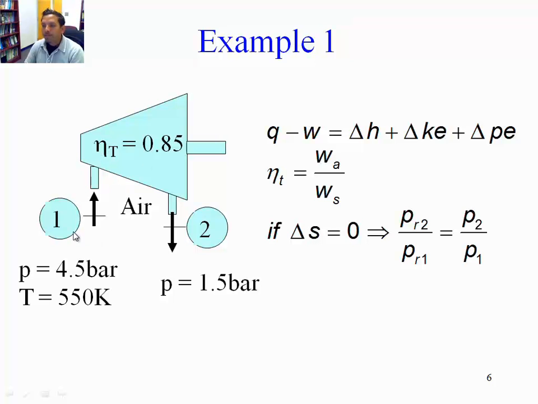So we have a turbine which operates with air. The air goes into the inlet at a pressure of 4.5 bar and 550 Kelvin, and it comes out through the outlet at 1.5 bar. That's the only information we have. So we have only enough information at the inlet to determine the entire state, the enthalpy and everything else. At the outlet, we only have one condition, one property, so we don't have enough information. We somehow have to relate information between inlet and outlet.